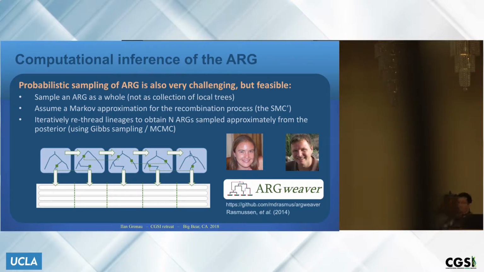So if you do this enough times, you start diverging from your initial arbitrary ARG, and you start getting ARGs that really fit the data and converge to the posterior distribution of ARGs given the data. So after you've done this, say, for 100 iterations, you do it for 100 more iterations, have your 100 sampled ARGs, and then you can use statistics on these ARGs to answer cool questions about population history.